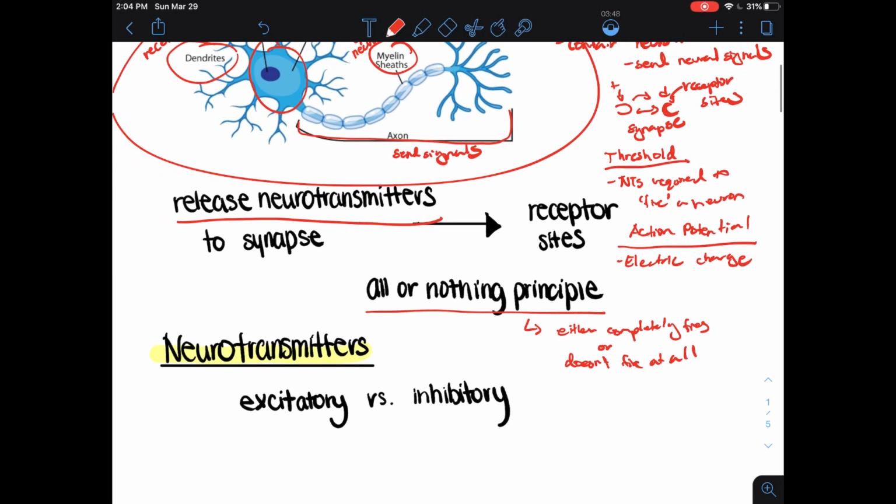And now we move on to the neurotransmitters. So neurotransmitters are chemicals that are found in the terminal buttons, and they are used to send signals, so they are the means of communication between neurons.